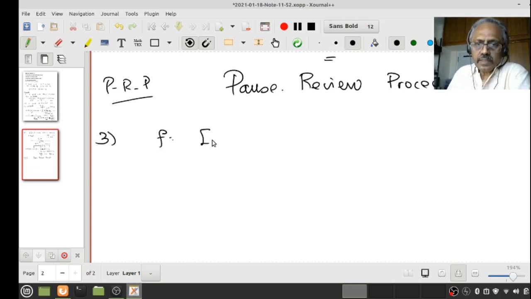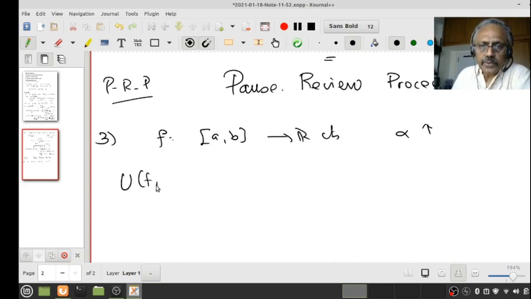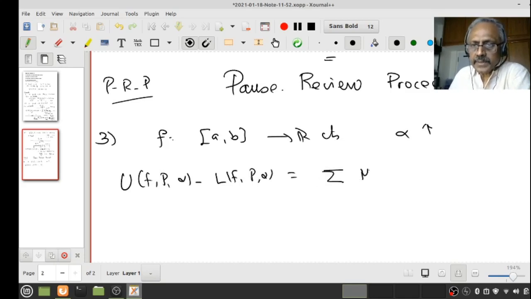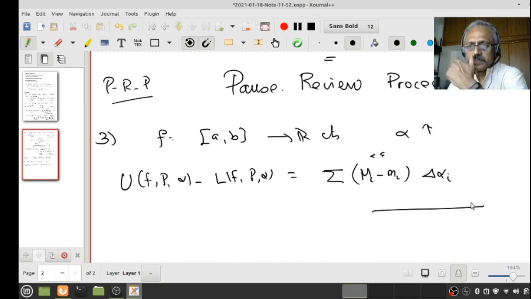Now let's come back to the continuity case and alpha increasing function, right? Then what will be U(P, alpha) minus L(P, alpha)? That is going to be the summation of (Mi minus mi) times delta alpha i. Now what do you think you can do? Because of continuity, I have an intuition that this can be made less than epsilon, right?